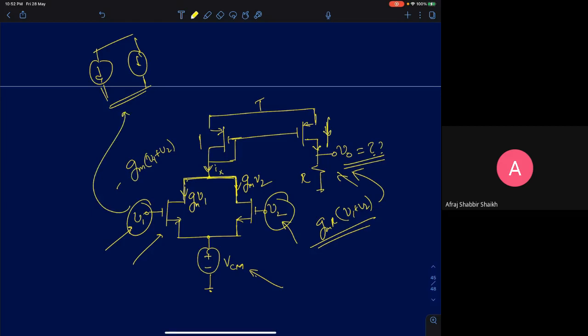So we are converting the voltages into currents and then adding the two currents. That is equivalent to adding the two voltages. That's what we have accomplished using this. So this is also a voltage adder.